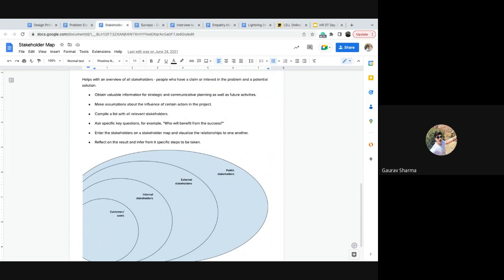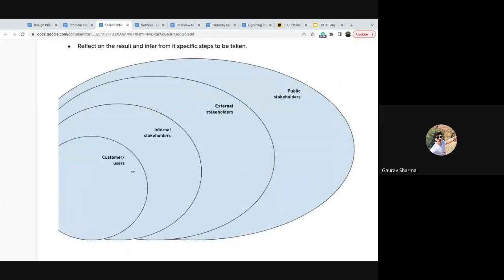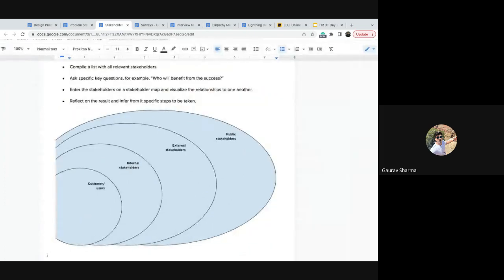So to obtain the value of information for strategic and communicative planning, as well as future activities, it really helps us to look at who is involved in this, right? So who's the customer or the user who gets directly impacted with it? Outside of that circle, who's the internal stakeholder? Outside of that, who's the external stakeholder? And then the public stakeholders. Now, everyone gets impacted with the actions that the user is going to take here, right? Any solution that we provide to this individual has an impact to all of them. So understanding all the stakeholders is really important before we try and get into defining our ideas, right?